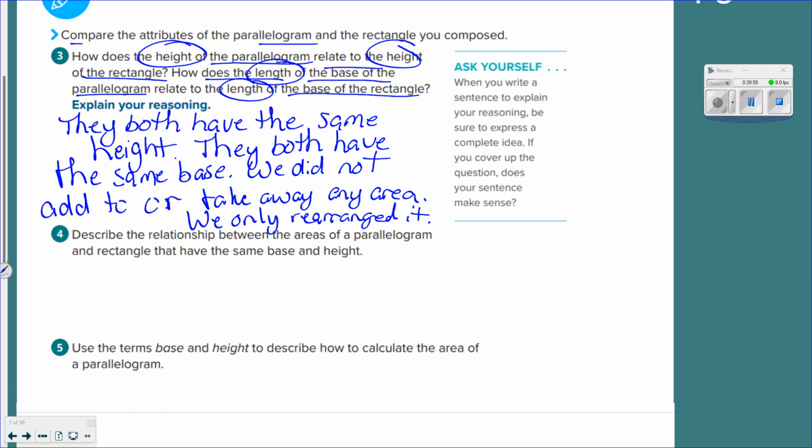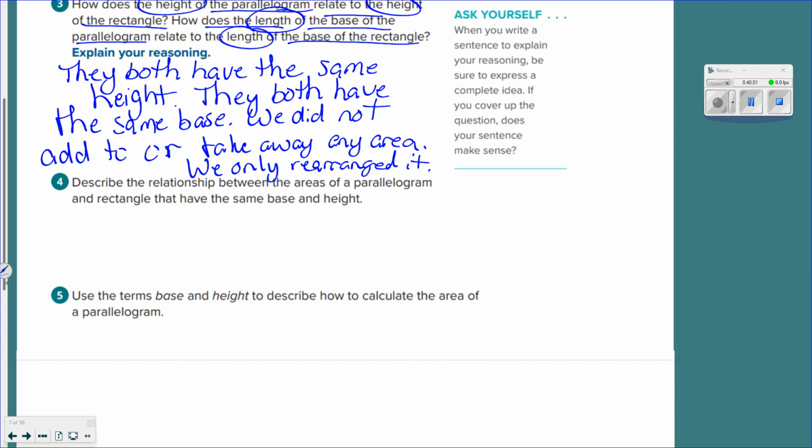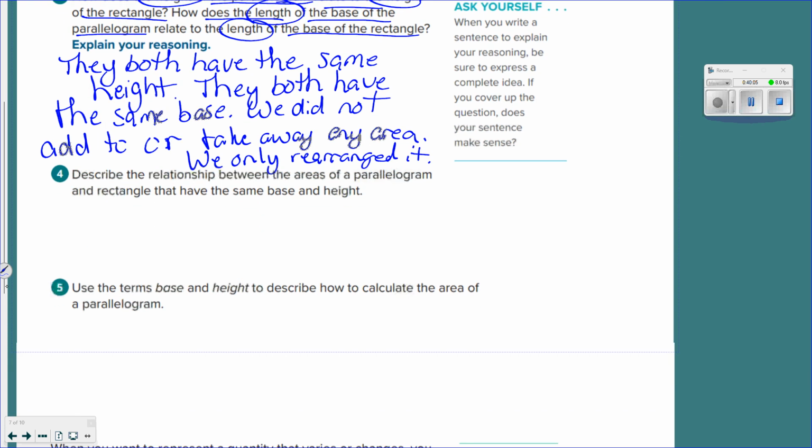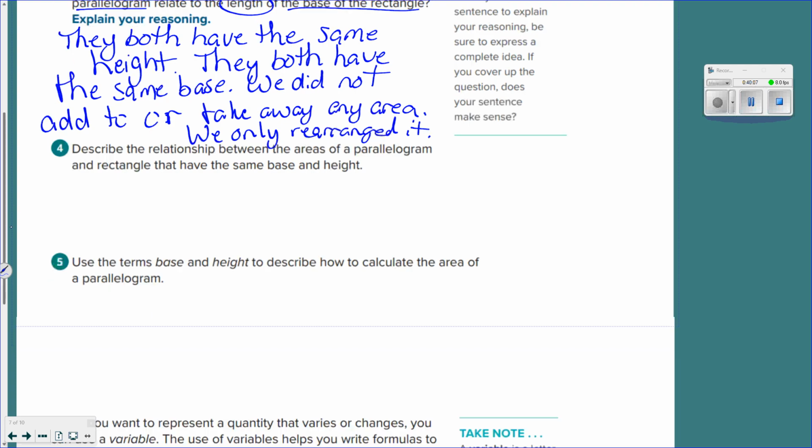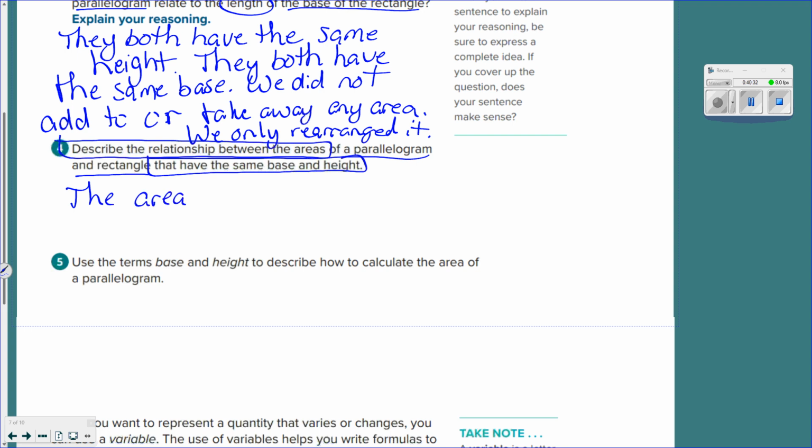All right, number 4, describe the relationship between the areas of the parallelogram and the rectangle since they have the same base and height. What do I know about the area? They have the same base and the same height. What does that mean? The area will be the same. I have this written down now. Area.